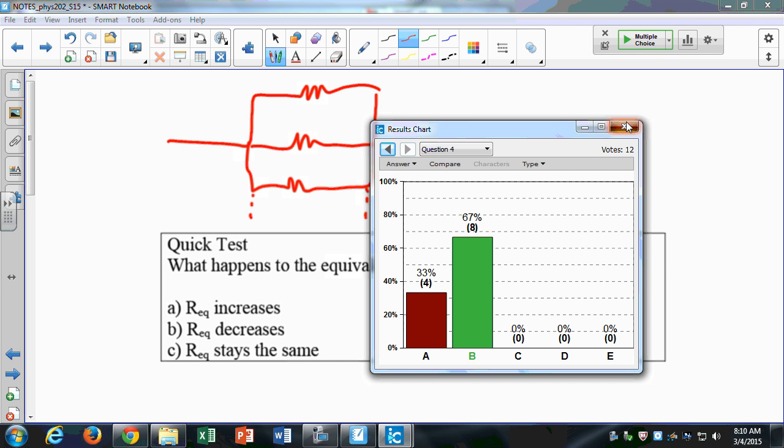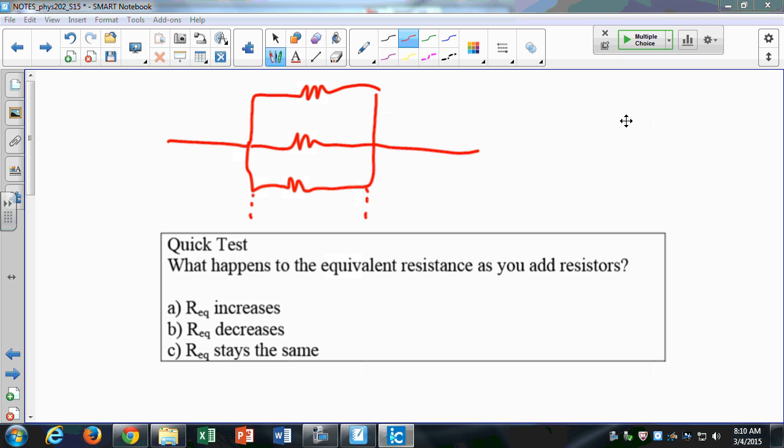Okay, the equivalent resistance decreases. If you don't believe me, you can just try it with the equation, that 1 over (1/R plus 1/R) business. As you add resistors, it makes the denominator bigger, and so that causes the equivalent resistance to go down, because it's an inverse of a number.